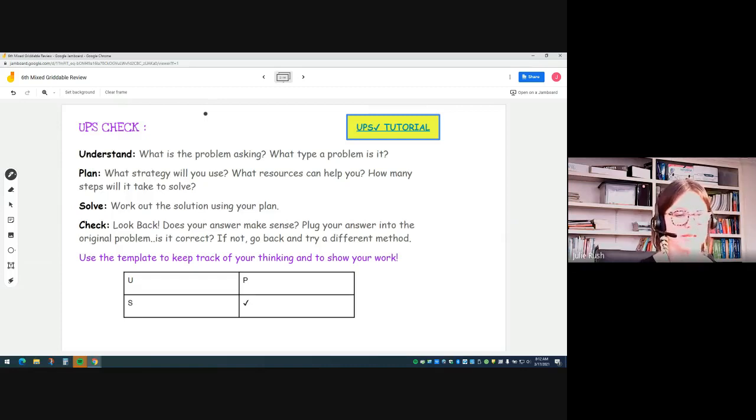And then we're going to check our answer. We're going to look back. First question you need to ask is, does your answer make sense? If it's an equation or a mathematical problem and you can plug your answer back into the original problem, do that to determine if you came up with the correct answer.